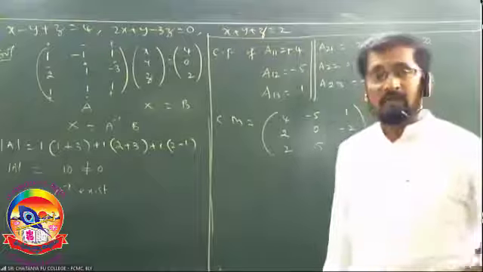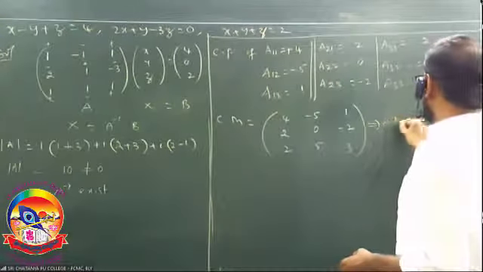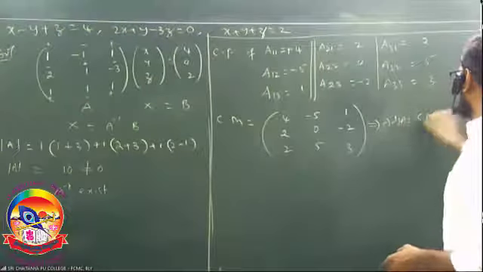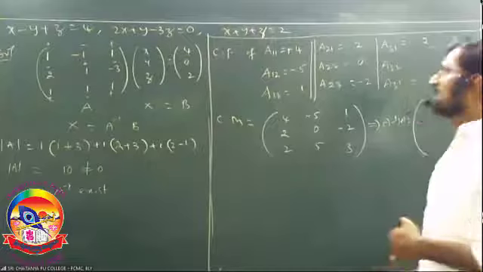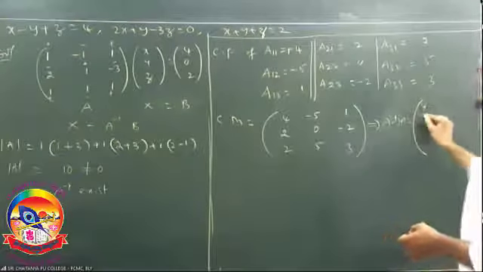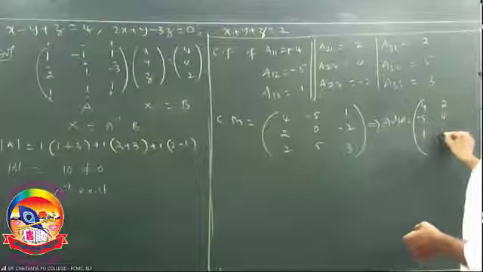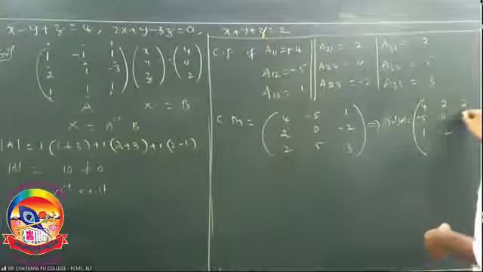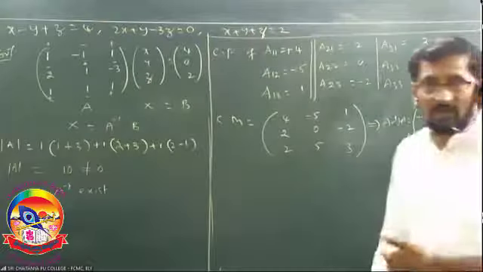Now you should find adjoint A. Therefore, you can write adjoint A equals the transpose of the cofactor matrix. So shall I write it directly? Why? Because you have already written it. Now 4, minus 5, 1, 2, 0, minus 2, and 2, 5, 3. Am I right? Now you got adjoint A.